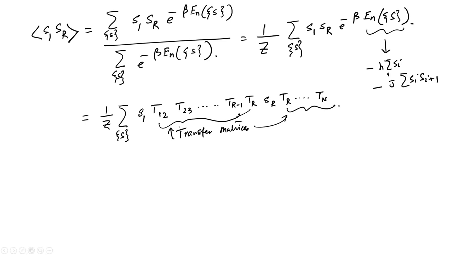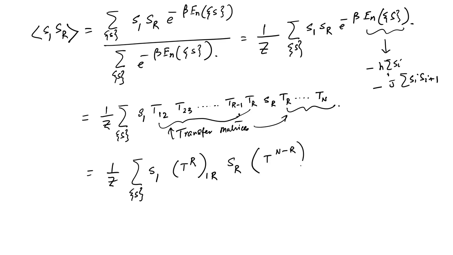All right, so then we can easily simplify this, because these are multiplications of 2 by 2 matrices, and they simply become equal to S1, and there are R of them, so it's T to the power R, the 1R component. And then there is an S_R, and then again N minus R of the transfer matrices, and this is the R1 component.